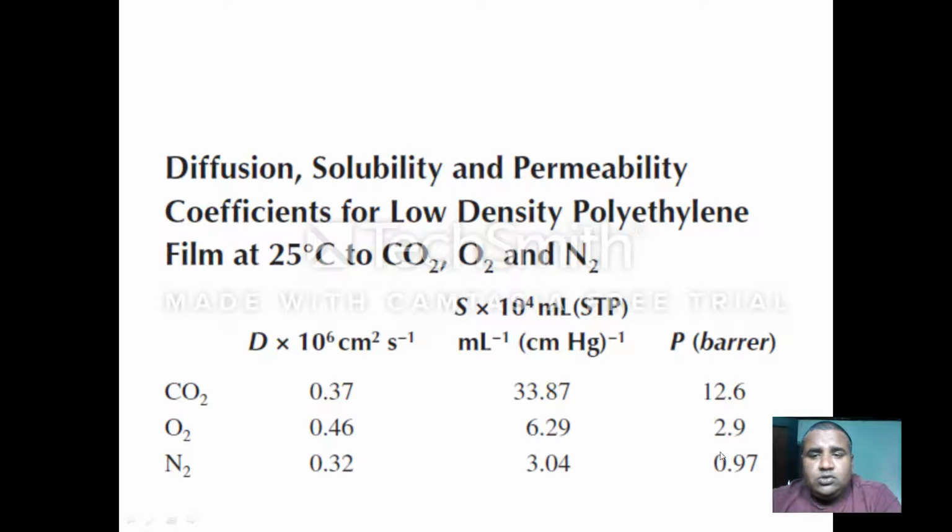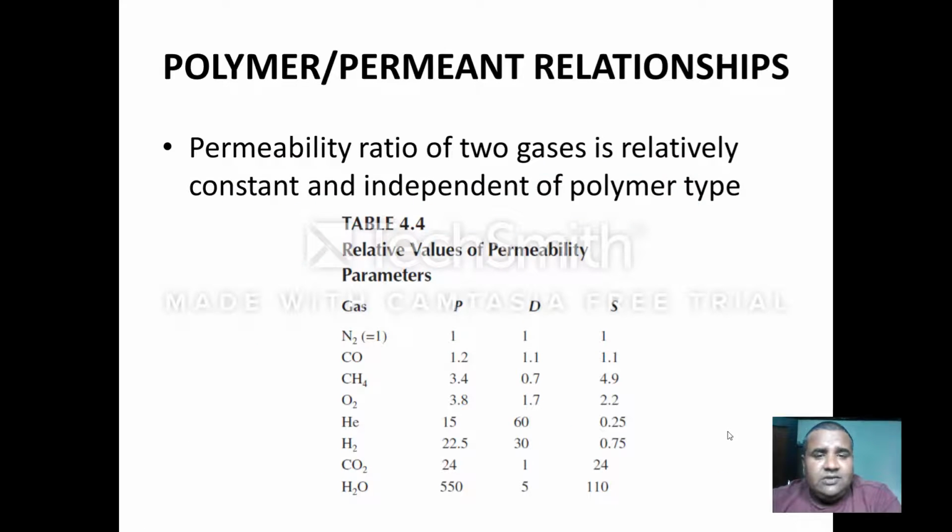If we talk about nitrogen and oxygen, the permeability is 2.9 and here it is 1. So it is a ratio of 1 to 3 in this case of polyethylene, and in general it was 1 to 4. So there is not a big difference.